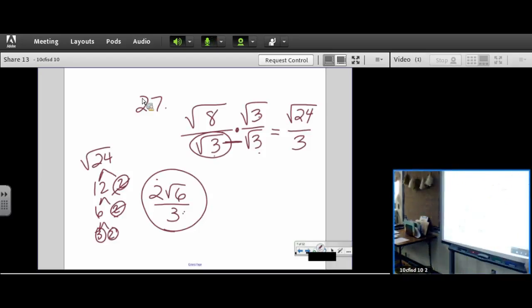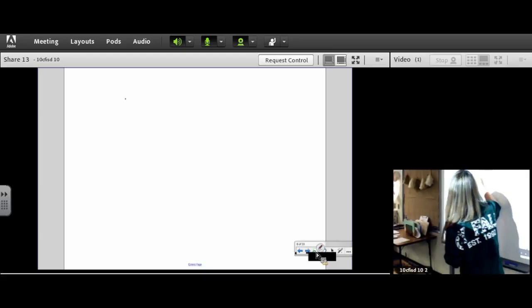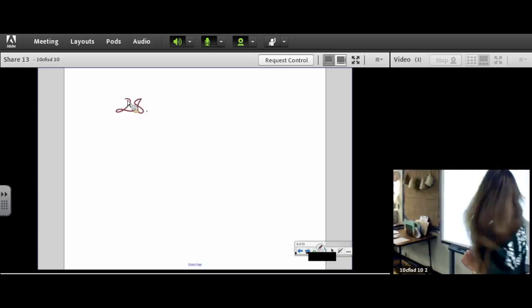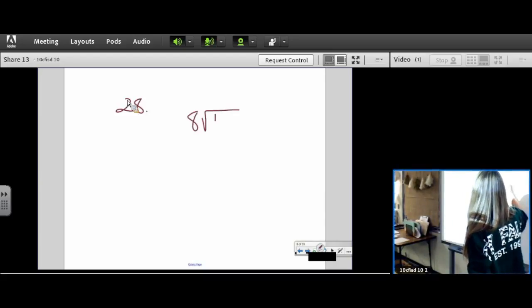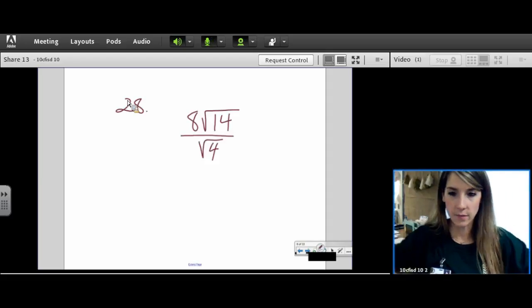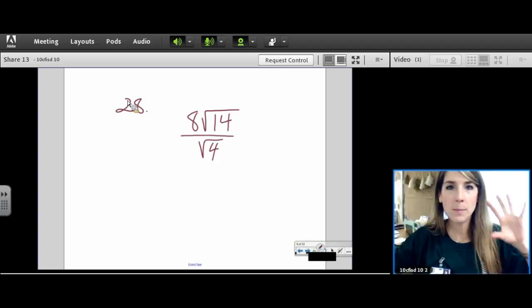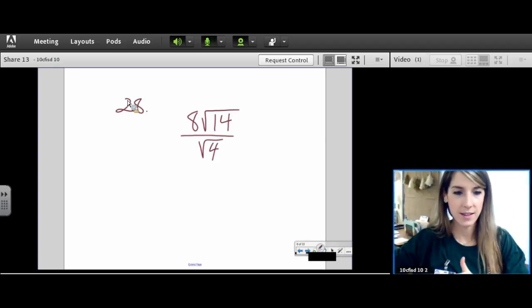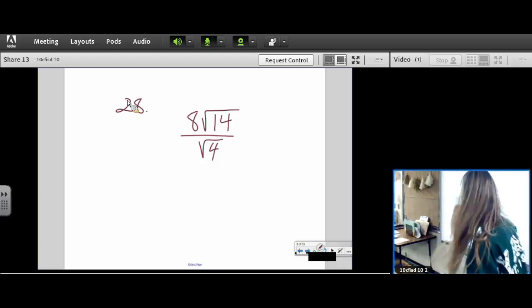Last one, 28. 8 square root 14 divided by square root 4. We did the warm-up for a reason. I want you to always be on high alert. Be on the lookout for blank blanks. What are those? What are my blanks? Perfect squares. Be on the lookout for perfect squares. They will simplify your life so very much.